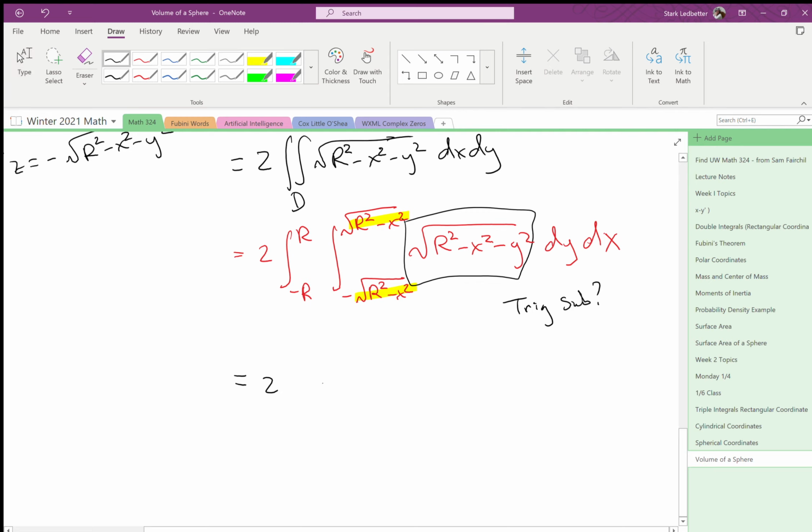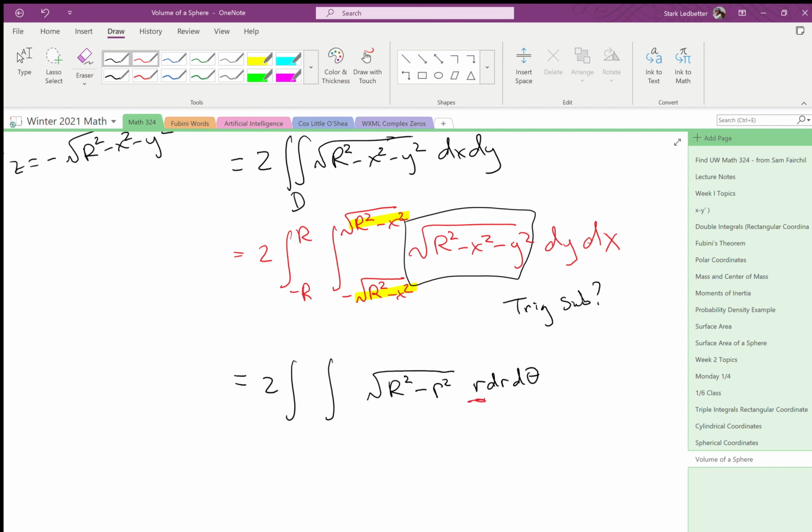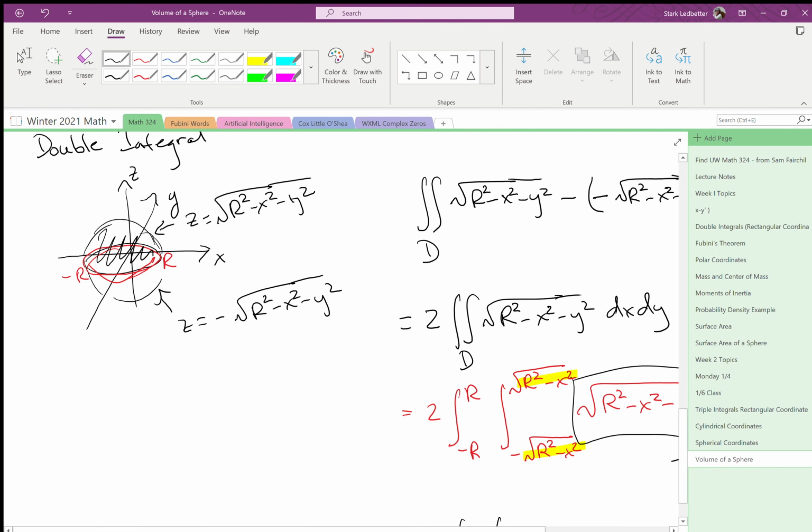So 2, we'll worry about the bounds in a second. This root is good. That's the root of r squared minus little r squared, because little r squared is x squared plus y squared. Great, we have an r d theta out here. That already looks good because now with this extra r term, we can probably do a u substitution. And then we're still looking at that whole circle of radius r.